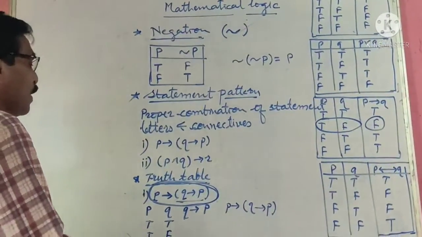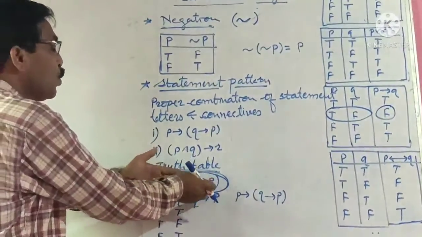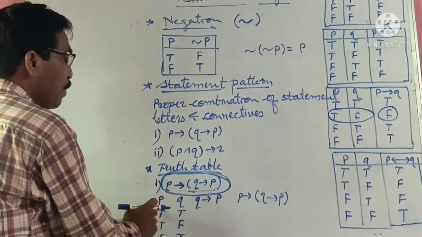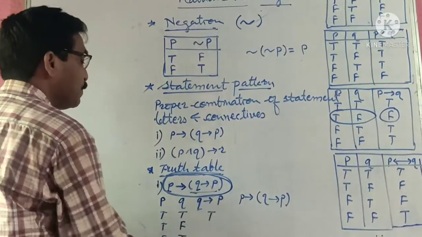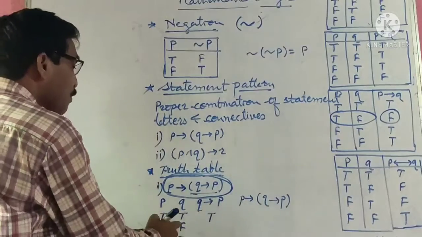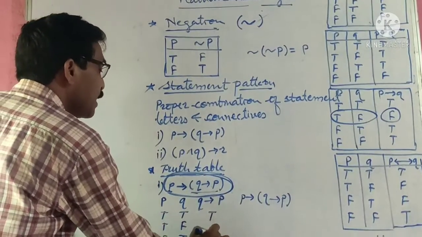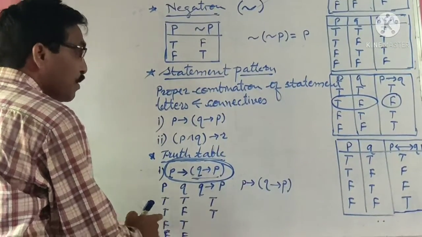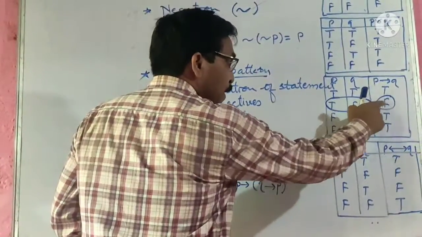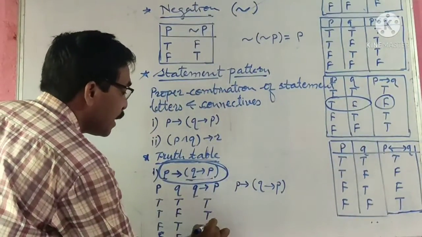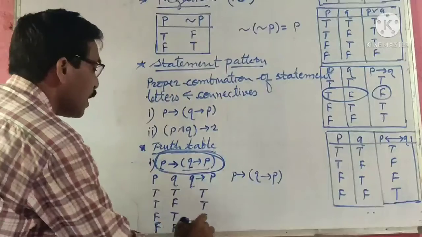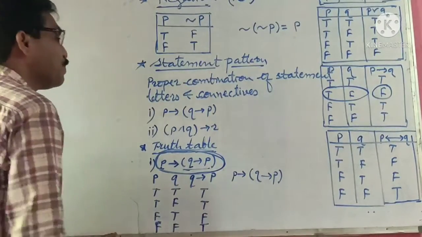So see here, now I am taking Q implies P. T implies T, we will have T. F implies T, it is T. T implies F, when T implies F, it is F. So I write here F. Again F implies F, this is T.